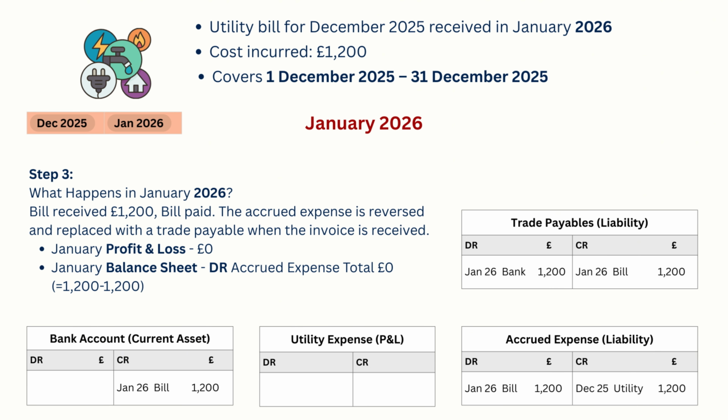Next, when we pay the supplier, we clear the trade payables and reduce the bank balance. Journal when the bill is paid: debit trade payables £1,200, payable goes down to £0, and credit bank £1,200. Money leaves the bank. What changes now? Bank decreases by £1,200. Trade payables decreases by £1,200.